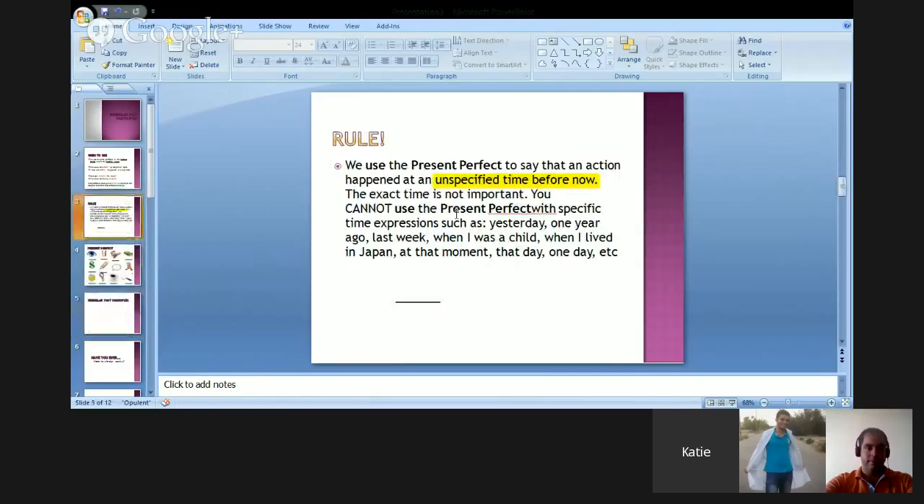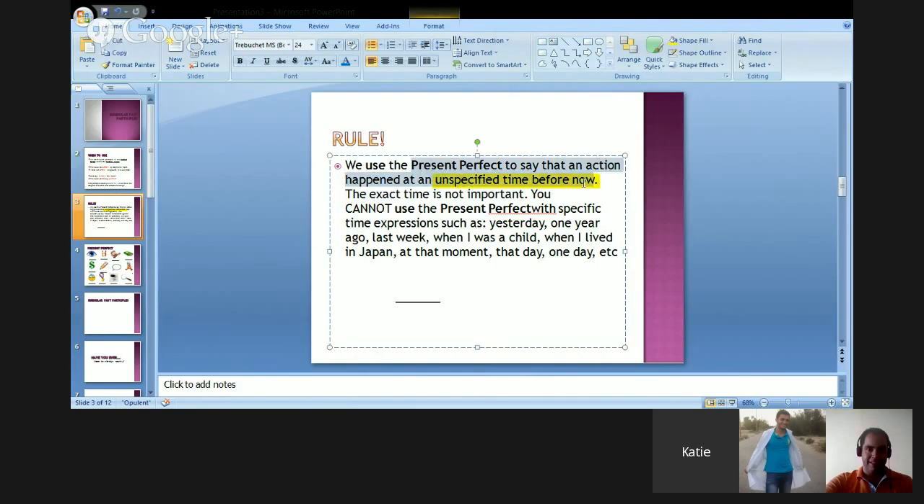And when we use the past participle, when we use the present perfect, like when we say, I have traveled to El Salvador, or I have eaten a lot of ice cream, we use the present perfect when we talk about something that happened an unspecified time before now. Okay.